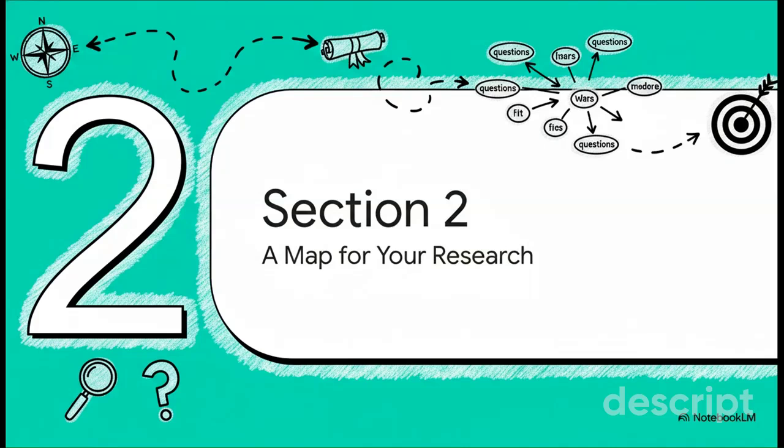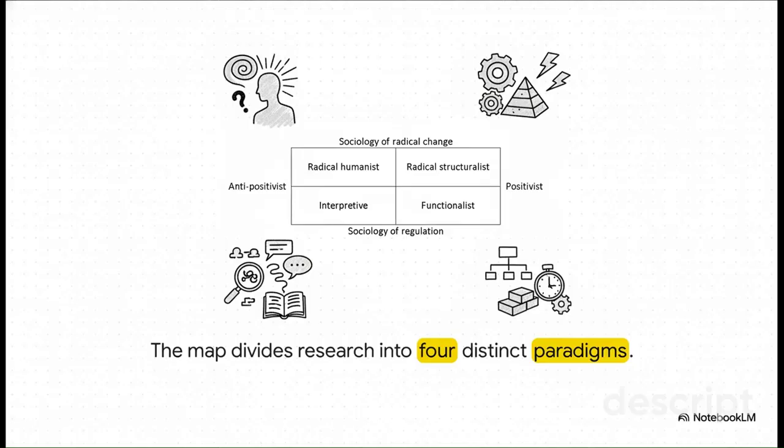In this next section, we're going to look at a framework that basically acts as your personal guide, leading you straight from your aim to the right questions. So, where does this map come from? It's actually built on a classic 2x2 grid from a couple of sociologists, Burrell and Morgan. It divides the world of research into 4 distinct territories.